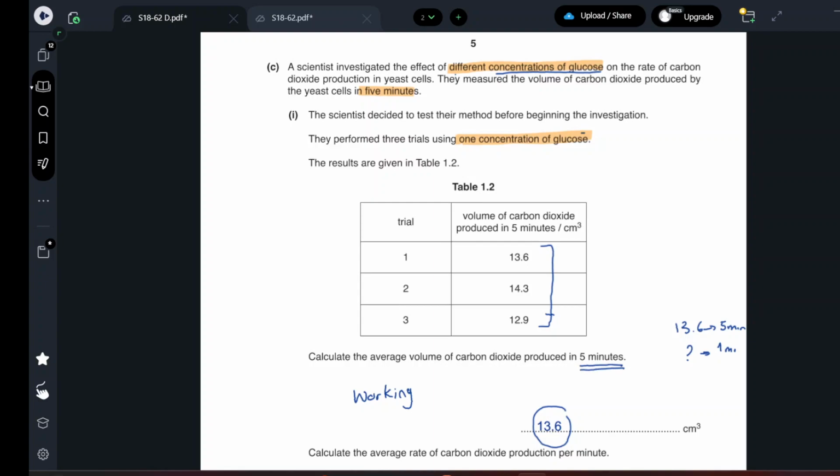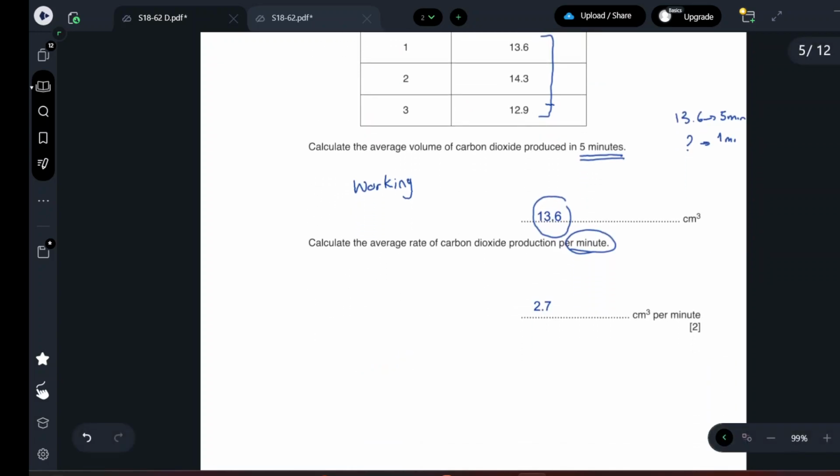And then he asked me, can you calculate the average volume per minute? If it gave you 13.6 in 5 minutes, how much CO2 will be given in 1 minute? I'll just divide the 13.6 over 5 and it will give me 2.7 cubic centimeter.